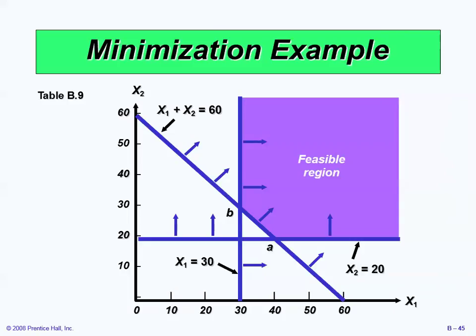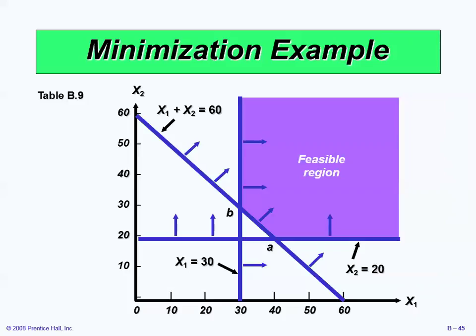If we use the isocost approach, we can draw a line and then bring it down. But you can clearly see it has to be at one of the corner points, A or B. Clearly, the minimum cost point will not be further and further out. It will be as close to the origin as possible. So it has to be either A or B.